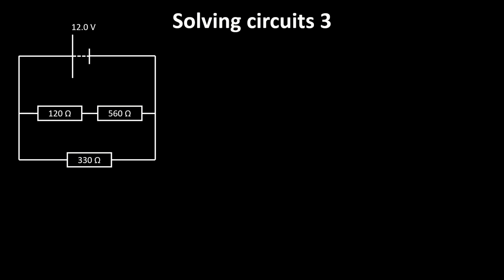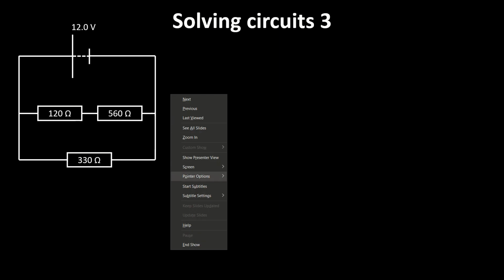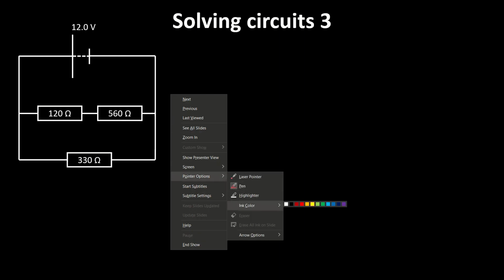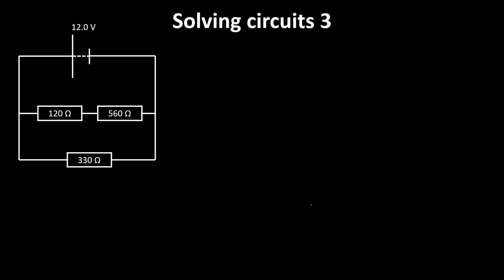Okay, so now going through the solutions to these two. So this is the first one. So in this circuit, I'll go with yellow. So we've got a circuit here which has series and parallel components.